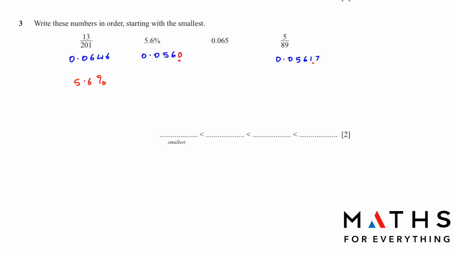5.6%. Second, as you can see, is 5/89. Do not write the decimal form, write the form the number was in. The third number we have is 0.0646 and this is 0.065. So as you can see, 13/201 is smaller than 0.065. So we'll write it here: 5.6%, 5/89, 13/201, and 0.065.